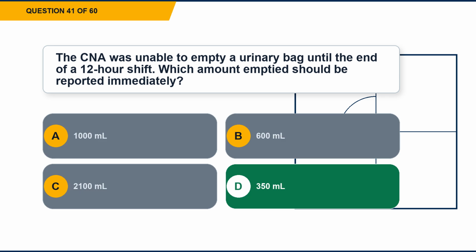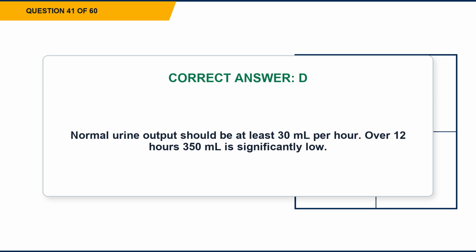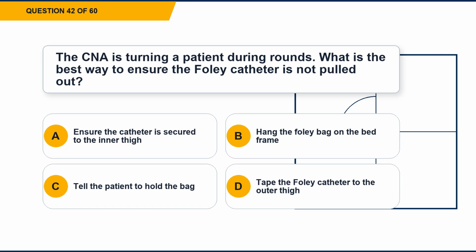350 milliliters. Explanation. Normal urine output should be at least 30 milliliters per hour. Over 12 hours 350 milliliters is significantly low. Question 42. The CNA is turning a patient during rounds.